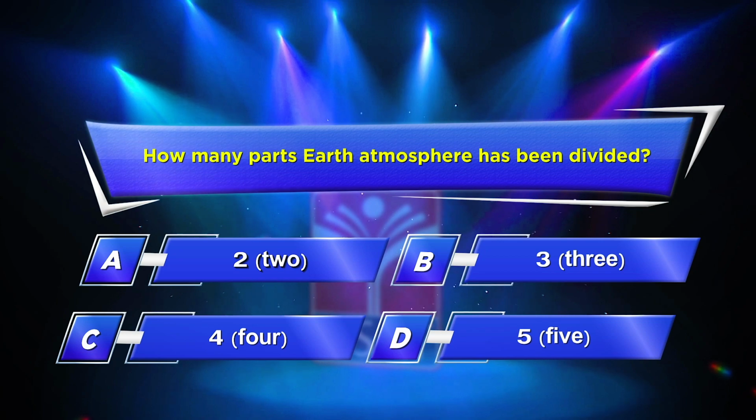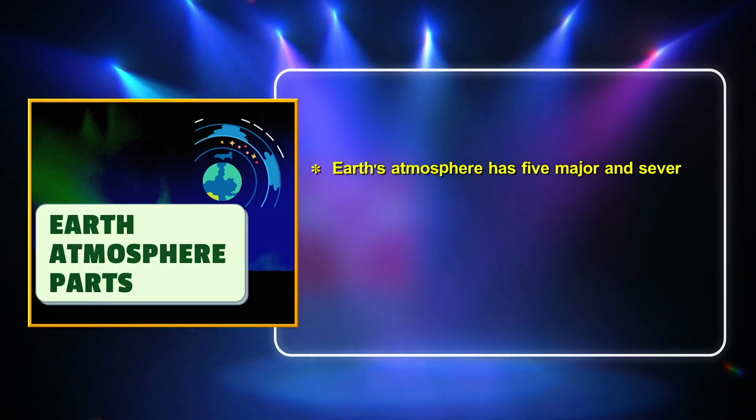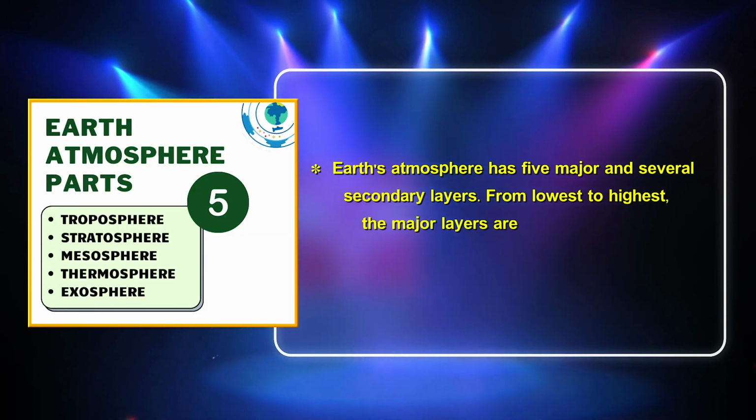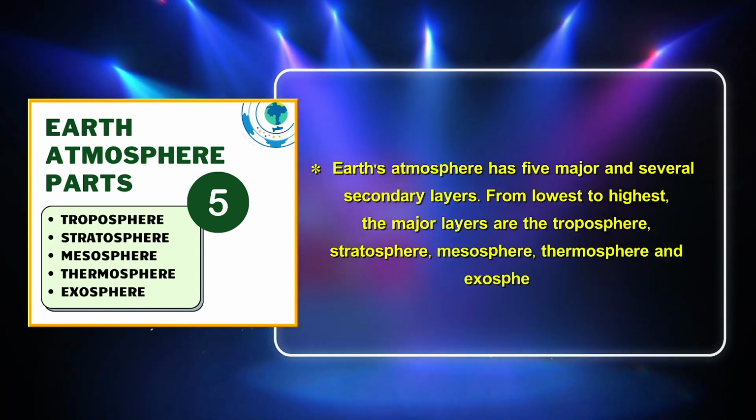The correct answer is option D, 5. Earth's atmosphere has 5 major parts and several secondary layers. From lowest to highest, the major layers are the troposphere, stratosphere, mesosphere, thermosphere and exosphere.